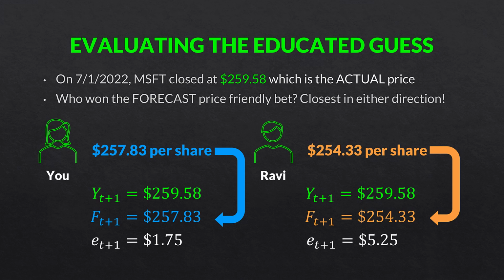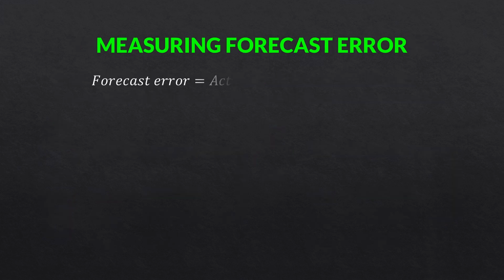So you can see the difference between the actual price there in the green and then your forecast in blue, Ravi's forecast in orange, and then the difference between the two. So you won. Congratulations. Of course you won because you're watching this video. I'm not going to have Ravi win. You're watching. So measuring the forecast error.